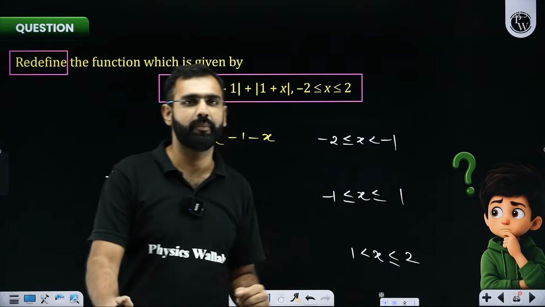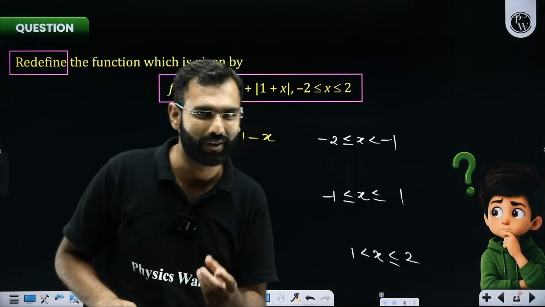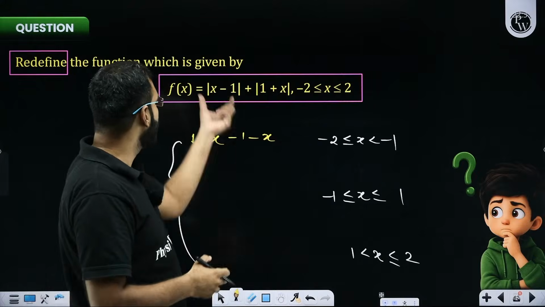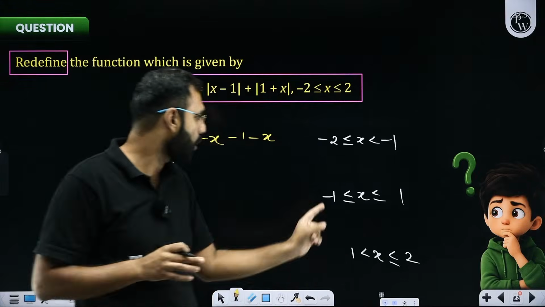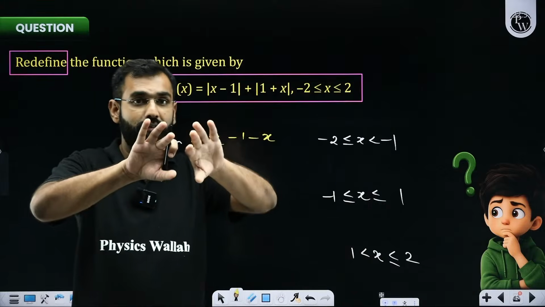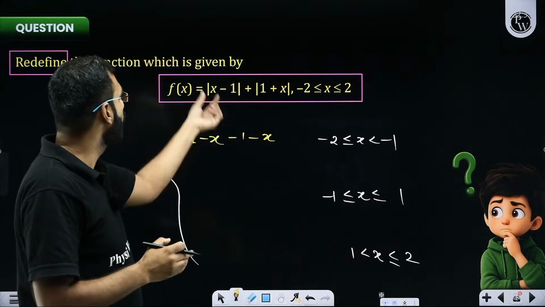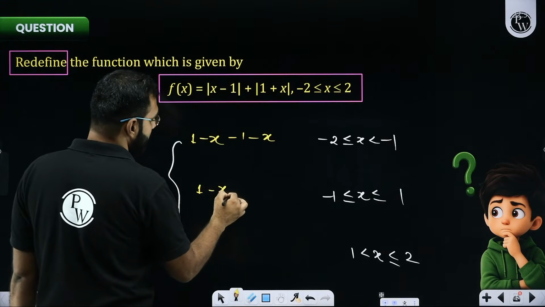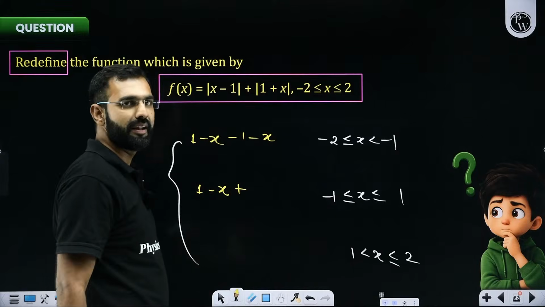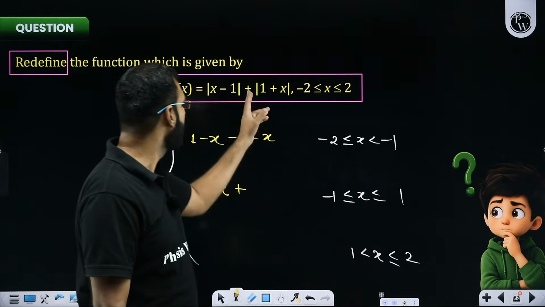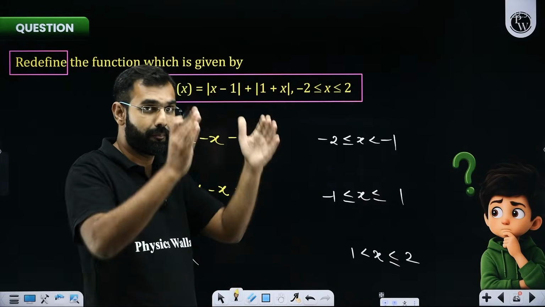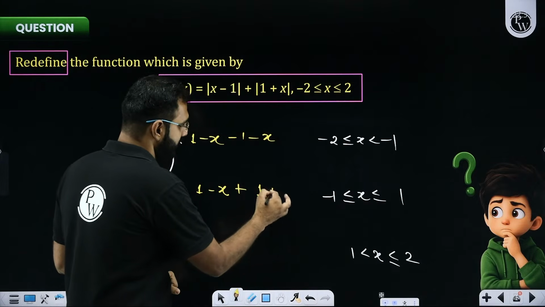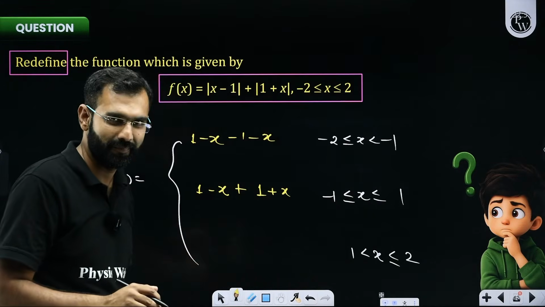Let's try any value between -1 and 1. The most beautiful thing is 0. If I push 0 here, 0 - 1 is -1, which is negative. So x - 1 is negative for all values of x between -1 and 1, so I'll open it with the negative sign, giving 1 - x. For x + 1, if I try 0 in place of x, 1 + 0 is 1, which is positive. For positive values, the modulus sign simply gets removed and you are left with 1 + x.